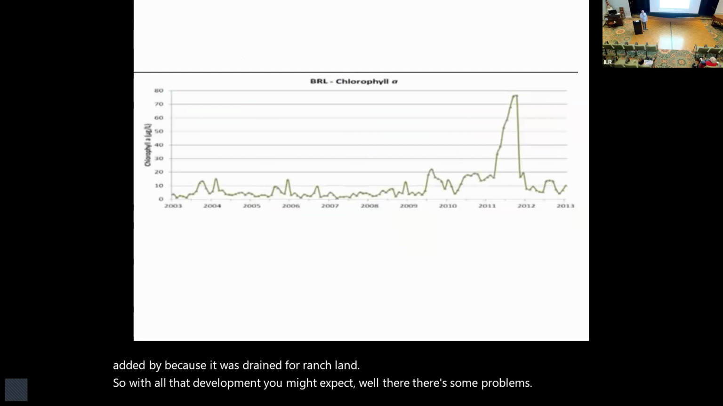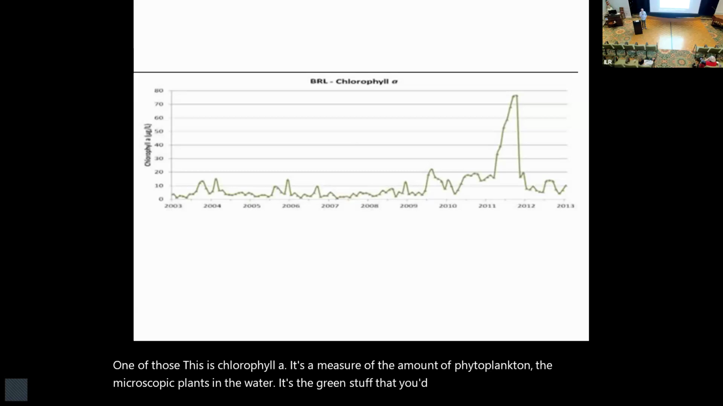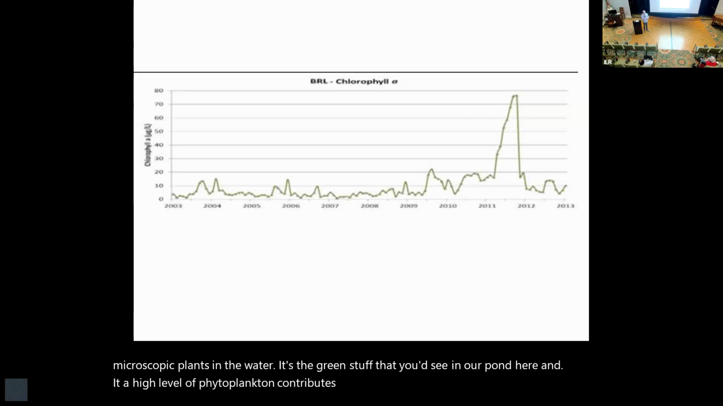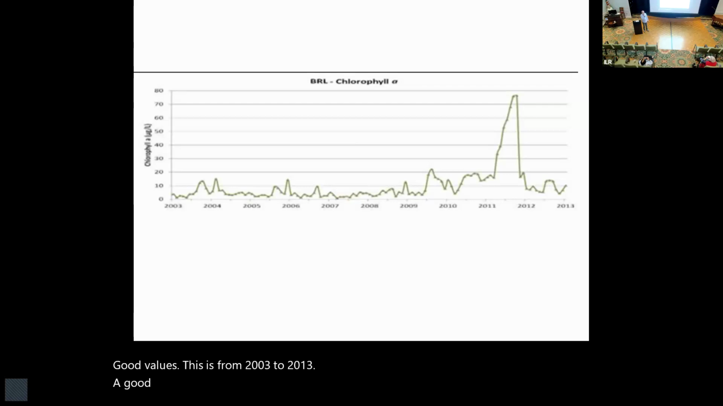One of those, this is chlorophyll A. It's a measure of the amount of phytoplankton, the microscopic plants in the water. It's the green stuff that you'd see in our pond here. And a high level of phytoplankton contributes to poor water clarity and problems with seagrass. Good values, and this is from 2003 to 2013, are under 10. A high value would be considered about 20.